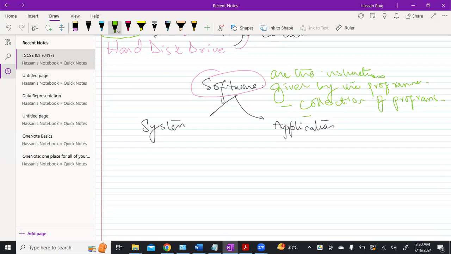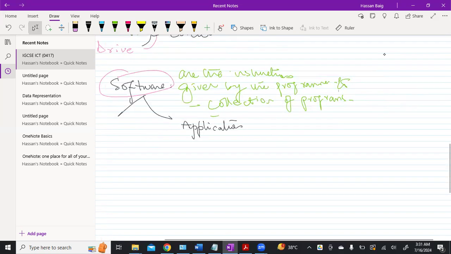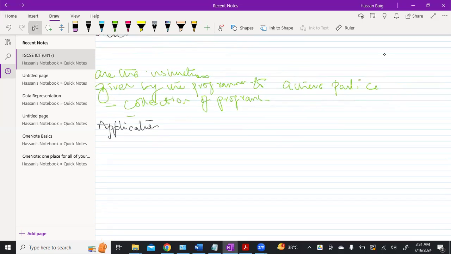Computer is nothing with just the hardware. We need software. What is software? Software is basically the collection of programs. Or you can also think of it as the instructions given by the programmer to achieve a particular task. I'll just write it over here. Achieve a particular task. Software is to achieve a particular task.